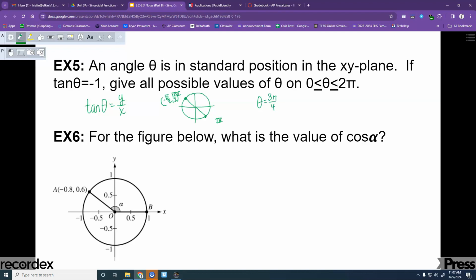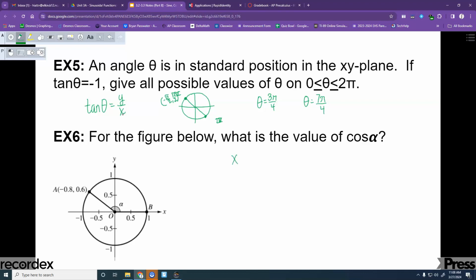What about the one in the fourth quadrant? What is the one in the fourth quadrant? It is 7 pi over 4 for that. So those would be our two answers. And even though we don't know the radius, we can figure it out. Okay, questions so far?